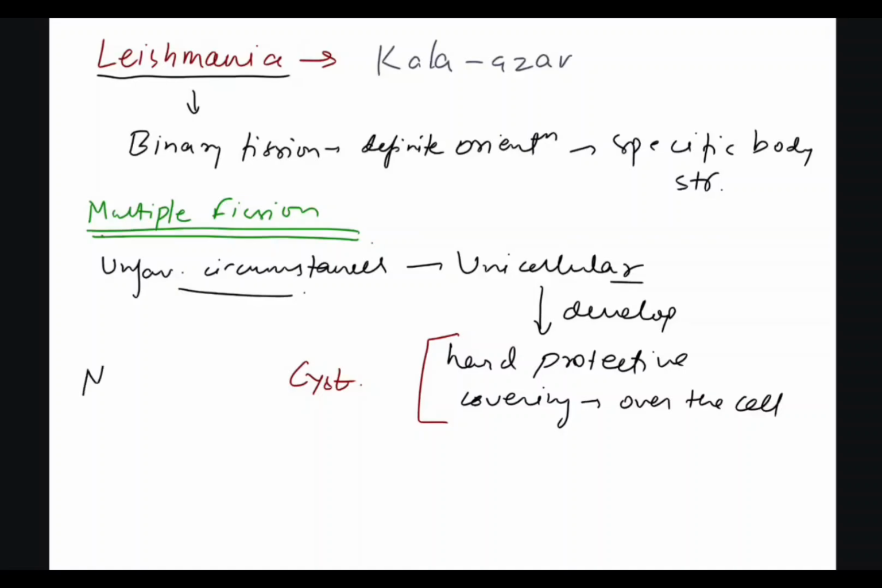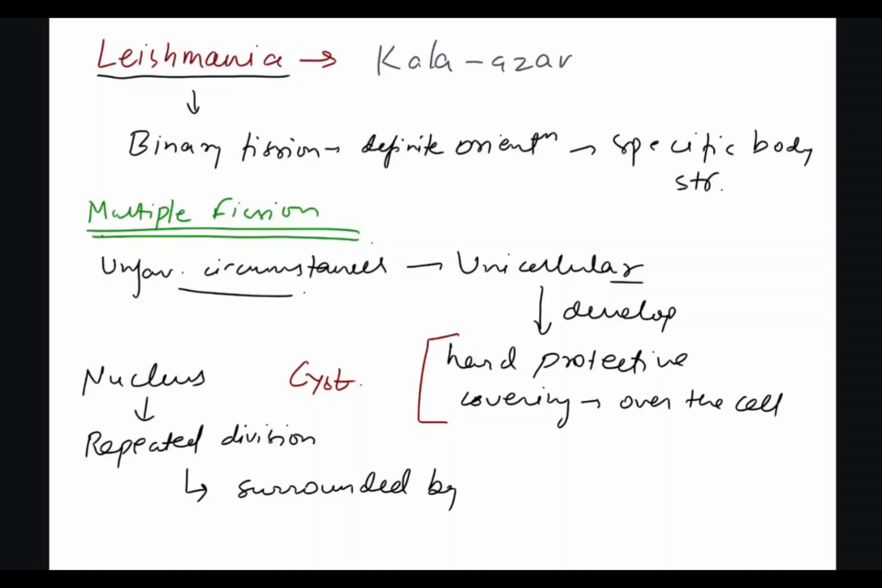So the nucleus will have repeated division, and these nuclei will be surrounded by a small amount of cytoplasm, not to mention, right? And many daughter cells are produced within the cyst, because the cyst is a harder covering. It won't let out the nucleus and cytoplasm on its own.